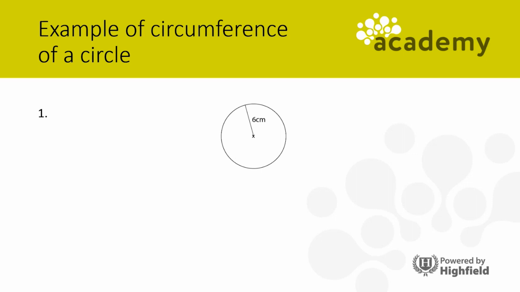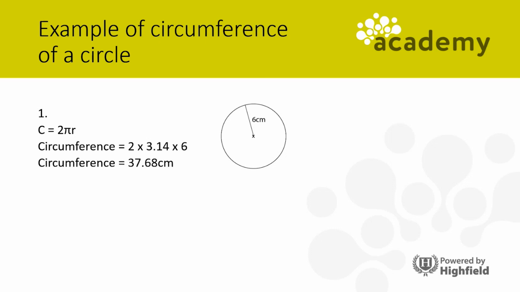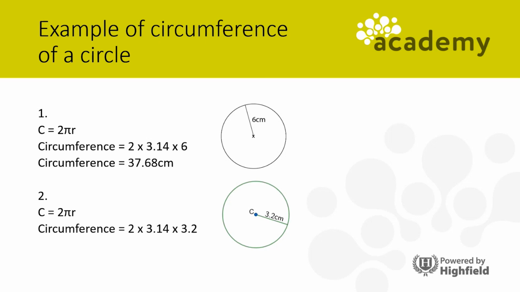So let's look at this first example. The radius is 6 centimeters. C equals 2 pi r. So that can be written as circumference equals 2 times 3.14 times 6. And the circumference is 37.68 centimeters. The second example, the radius is 3.2 centimeters. So using the same equation, the circumference is 2 times 3.14 times 3.2. In this instance, the circumference is 20.096 centimeters.